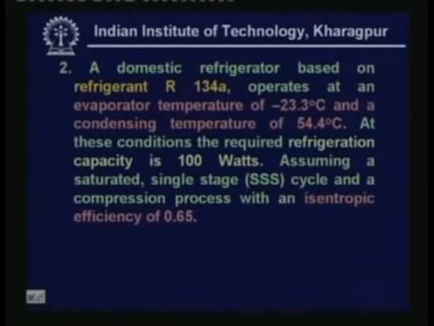So the second problem is like this. This is a problem on a vapor compression refrigeration system. The problem statement is like this: a domestic refrigerator based on refrigerant R134A operates at an evaporator temperature of minus 23.3 degrees centigrade and a condensing temperature of 54.4 degrees centigrade. At these conditions, the required refrigeration capacity is 100 watts. Assume a saturated single stage cycle and a compression process with an isentropic efficiency of 0.65. So this is the information given. Refrigerant is specified, temperatures are specified, capacity is specified, and the efficiency of the compressor is also given.